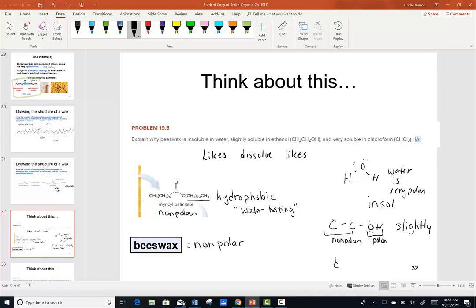And by the time we get to chloroform, that's the third choice up there, CHCl3 is chloroform. This is a very non-polar molecule. It's symmetrical in most regions, and it's kind of an even distribution of electron density. And so likes dissolve likes. Yes, this would be soluble simply because likes dissolve likes.